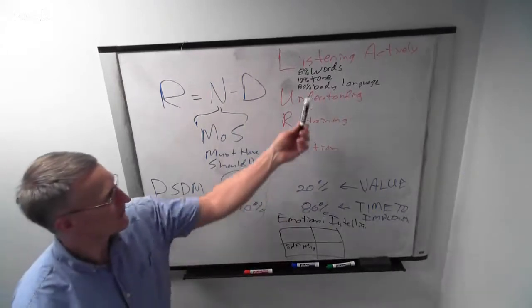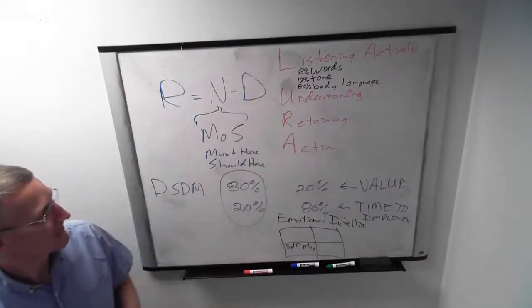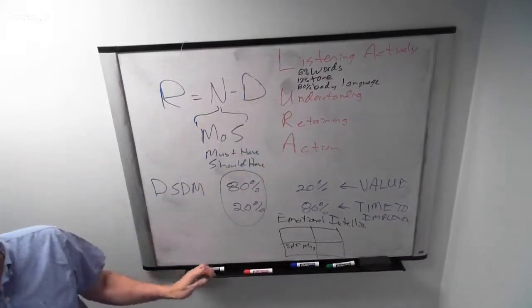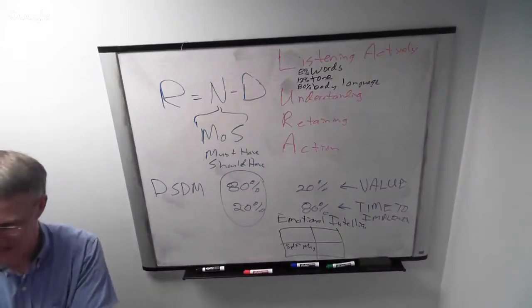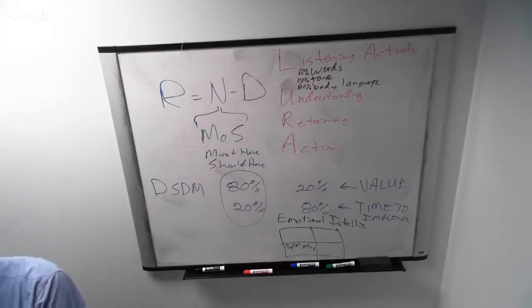Right, so tone of voice, body language. Body language is interesting because it's not the same from one country to another country. Now, if we fold our arms like this in the United States, what does that mean? We're talking with somebody.